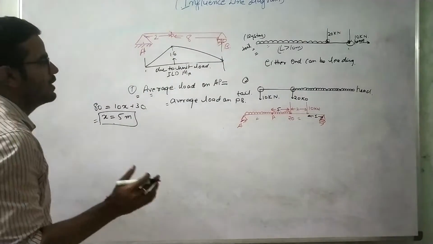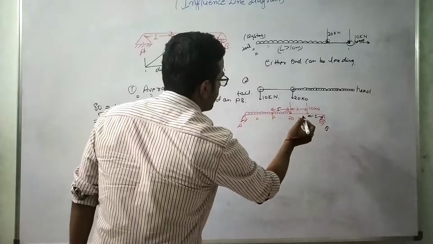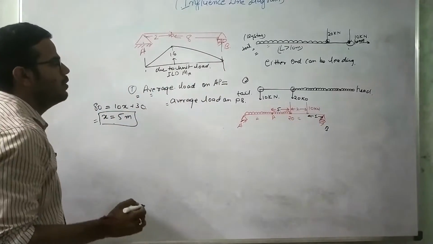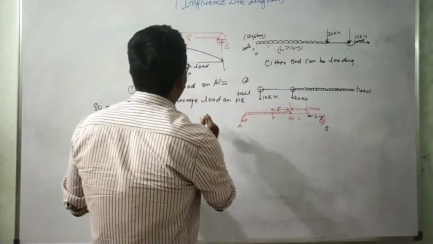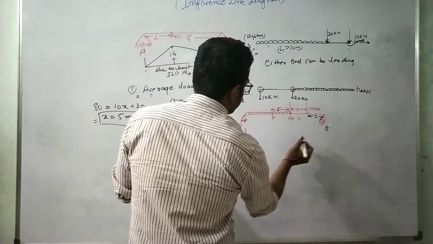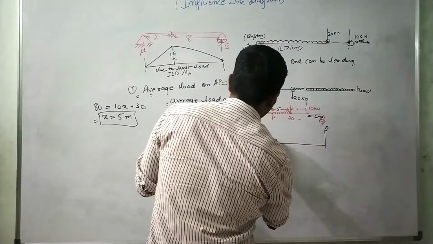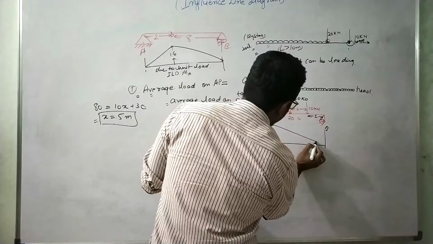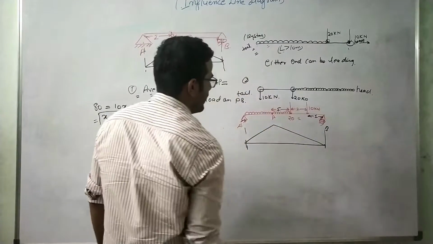Okay, so the length of UDL which is coming on PB portion is 5 meter, and 2 point loads are also coming. Now what we will do, we will calculate what will be the ordinate for this load system. For that, this is our ILD due to unit load. Now we will calculate what will be the ordinates at these point loads, right?